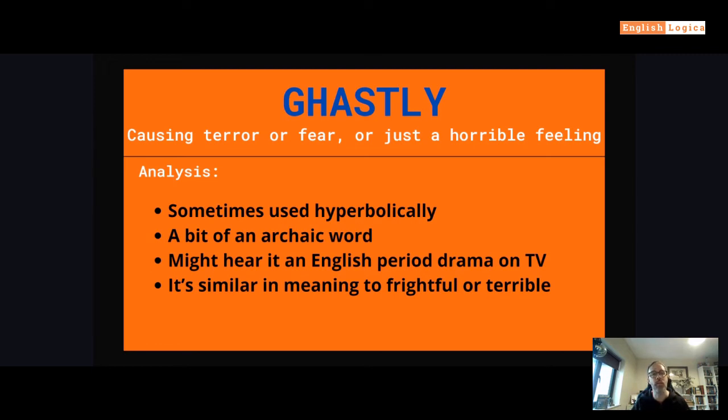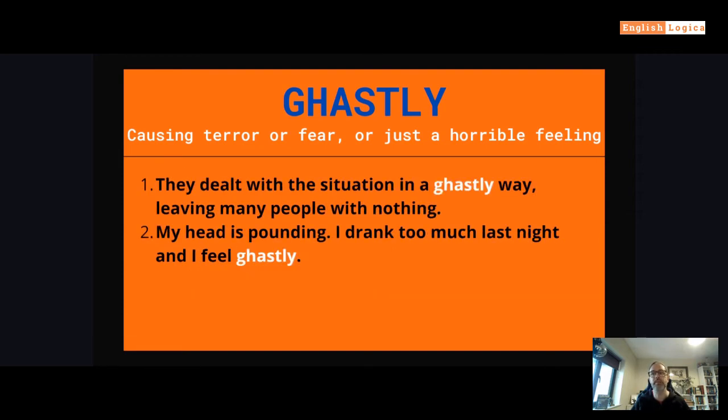And it is a bit of an archaic word, a bit old fashioned or out of fashion or out of use. You might hear it in an English period drama on TV, so maybe something in the 18th century, for example, the 19th century. It's similar in meaning to frightful or terrible. So our examples then. They dealt with the situation in a ghastly way, leaving many people with nothing. Example 2. My head is pounding. I drank too much last night and I feel ghastly.